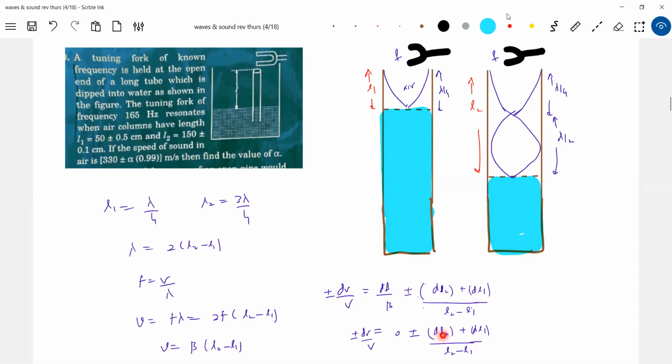What shall we take here? I think we should search for the maximum possible error. Let me write: we should search for maximum possible error. Anybody? Alpha is equal to 2, sir. Alpha equal to 2? Yes, sir.